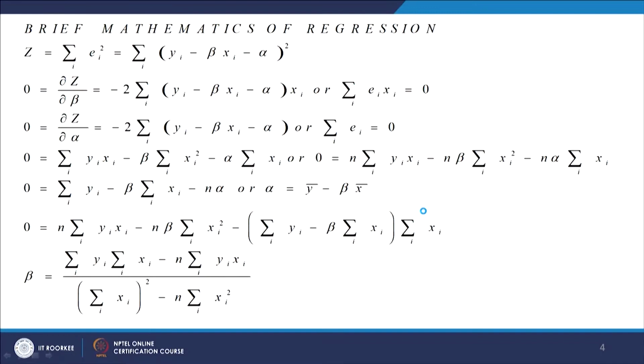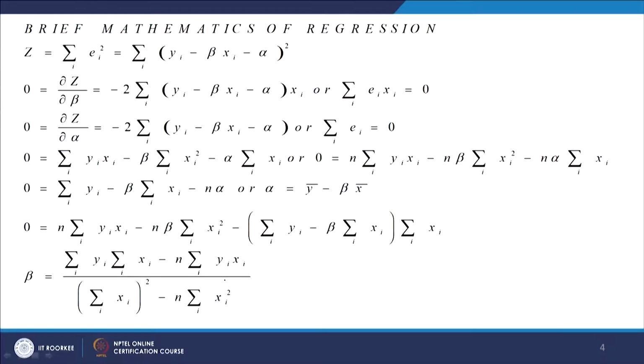As I mentioned last time, the process of minimizing the sum of the squares of the deviations, the squares of E, is why we call it ordinary least squares regression. The process of minimizing this sum of squares gives us the values of alpha and beta, which are given on this slide. This is the value of beta and the value of alpha is given here. This is alpha, this is beta.